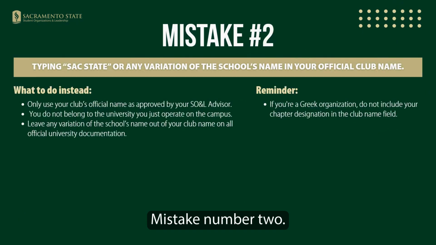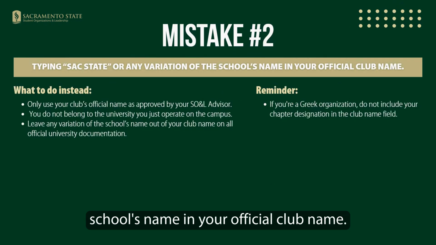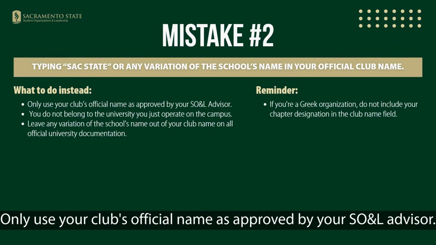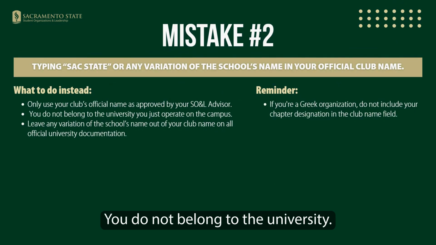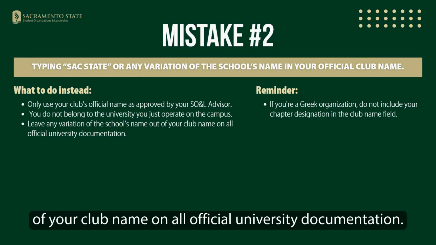Mistake number two: typing Sac State or any variation of the school's name in your official club name. What to do instead? Only use your club's official name as approved by your SOLE advisor. You do not belong to the university. You just operate on the campus. Leave any variation of the school's name out of your club name on all official university documentation.